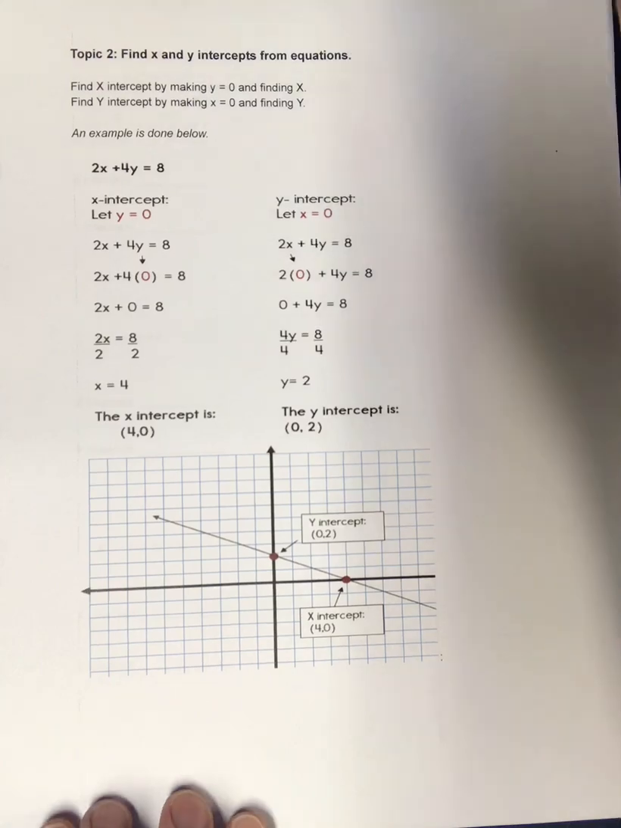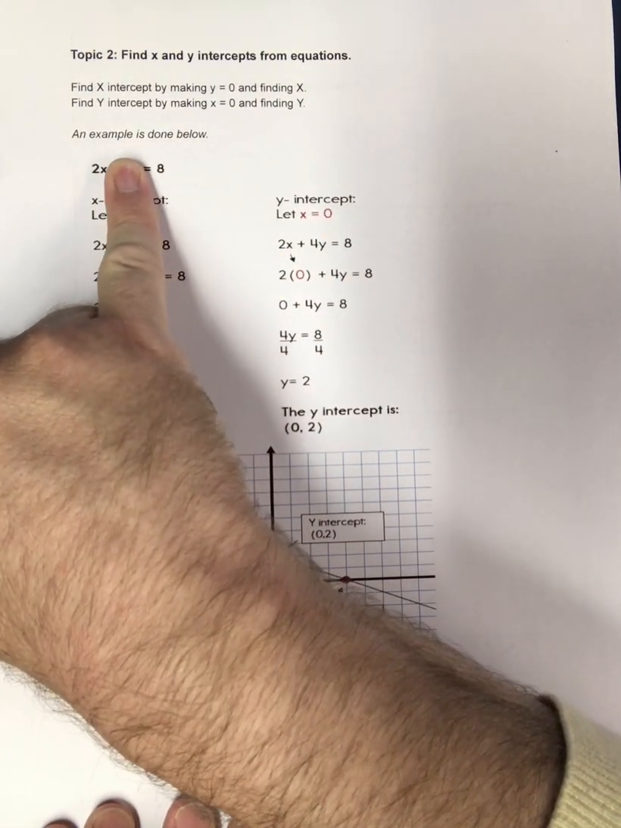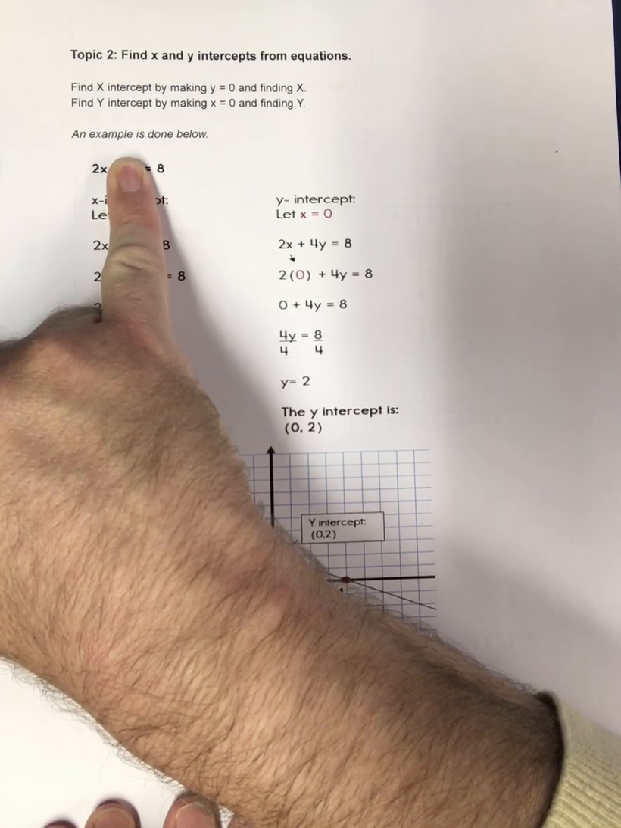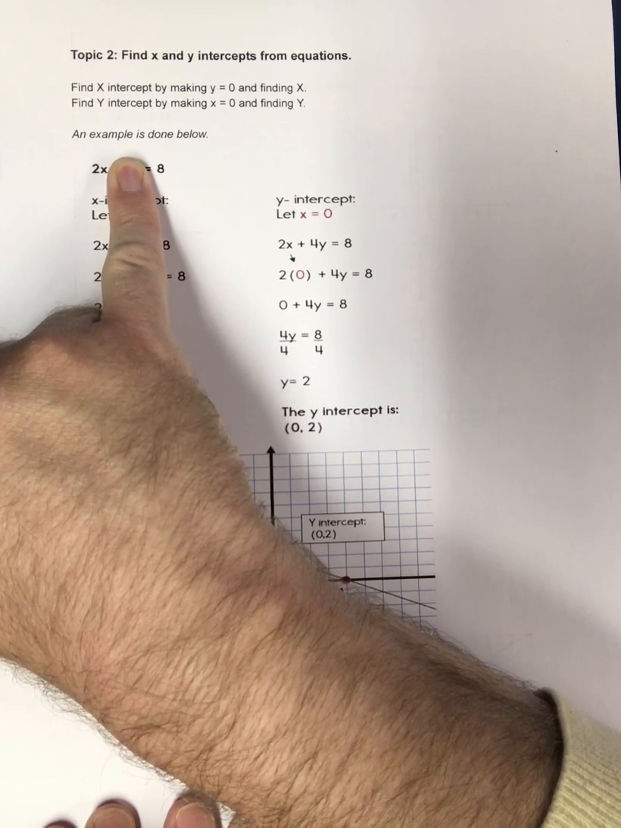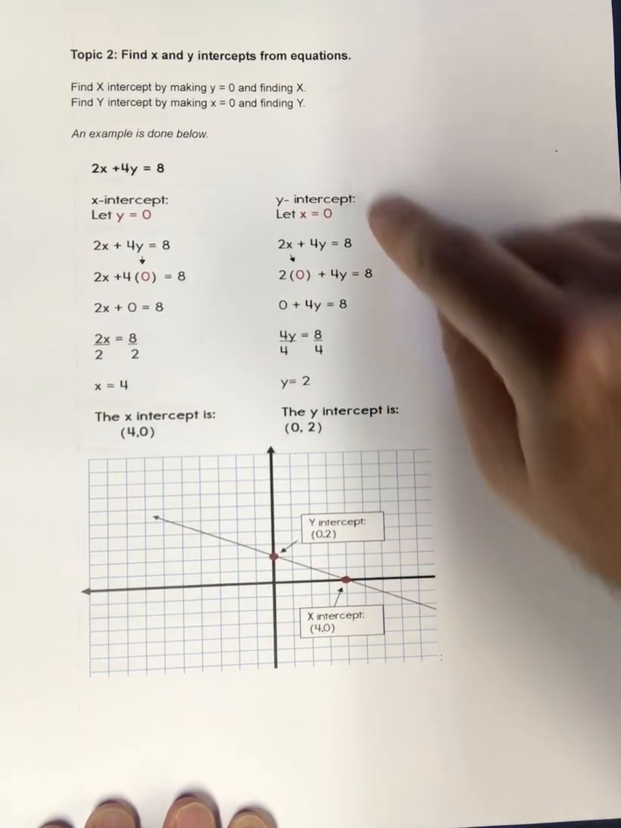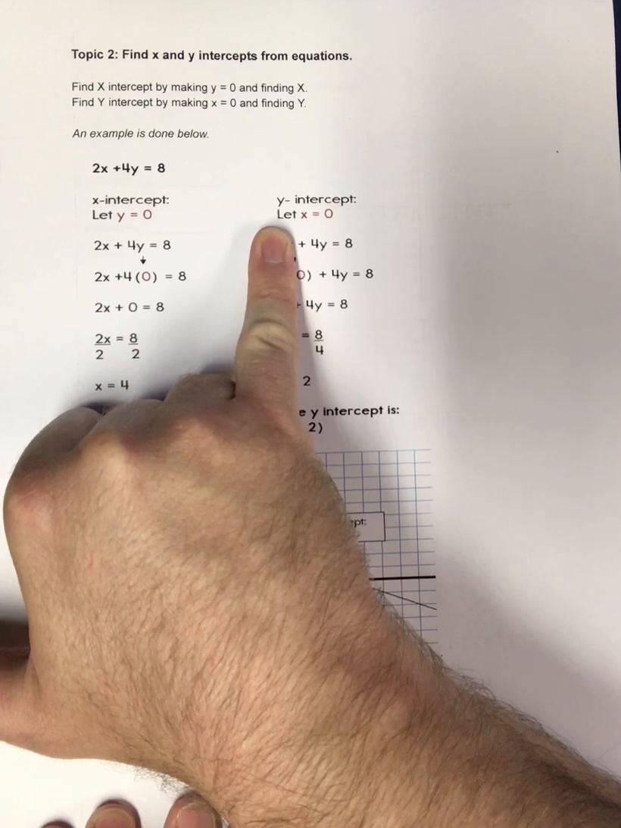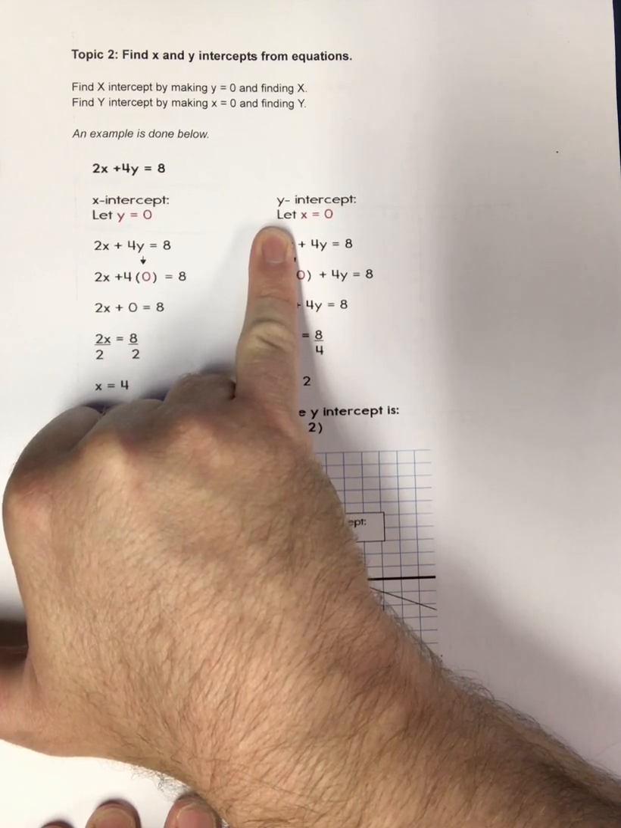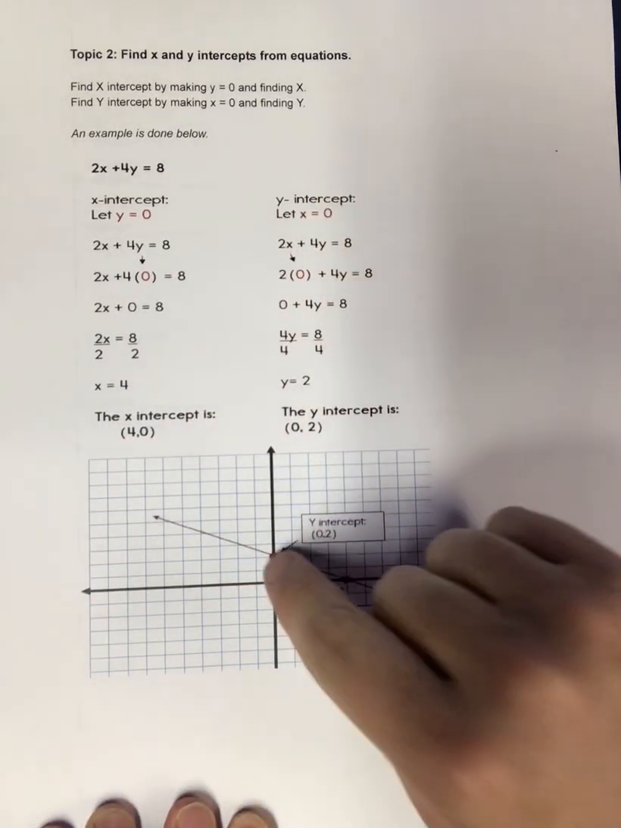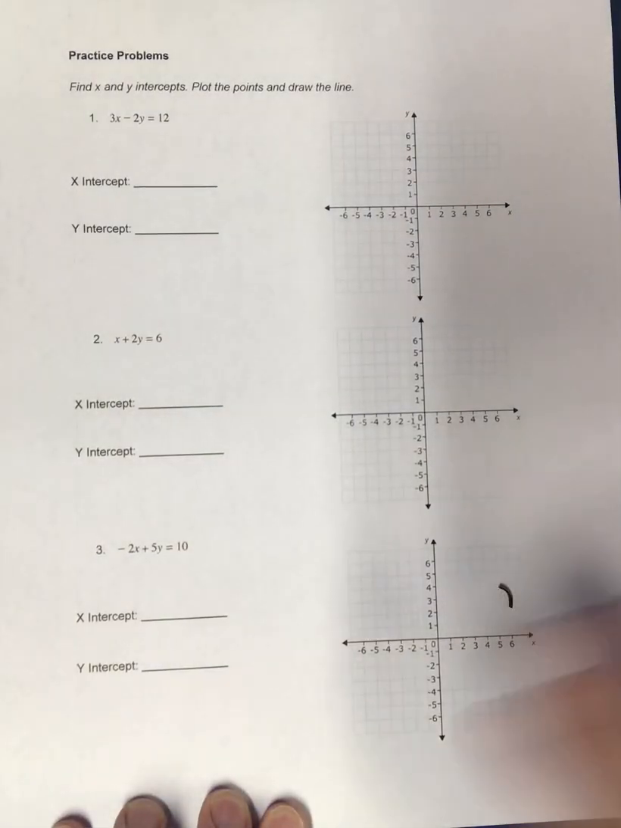One kind of cool way of doing this is called the covering up method. So to find an x-intercept, what you can do is you can cover up the y value. Then you get 2x equals 8. If you divide both sides by 2, you get 4, which is the x-intercept. Same thing with y-intercept. You can cover up the x, and then you get 4y equals 8. Divide by 4, you get y equals 2, which is the y-intercept. All right, now for some actual problems here.